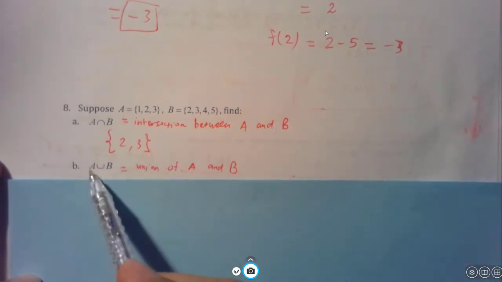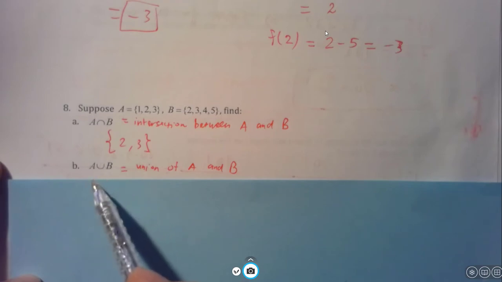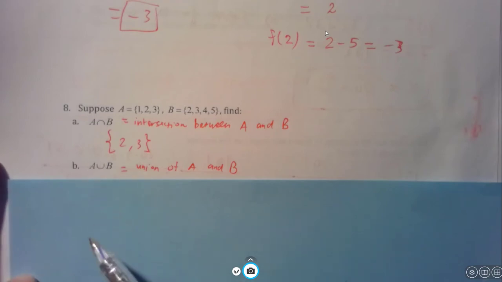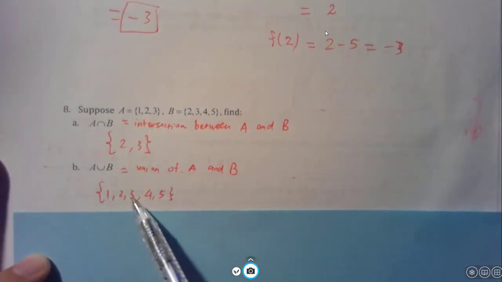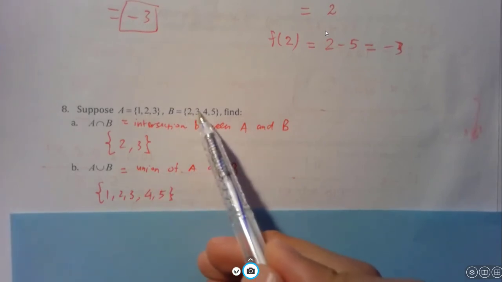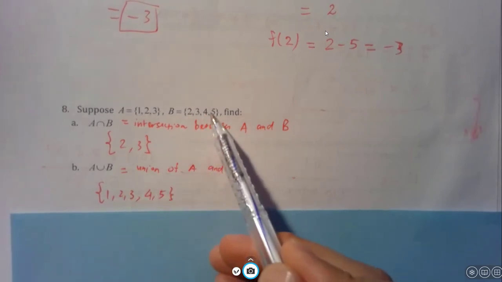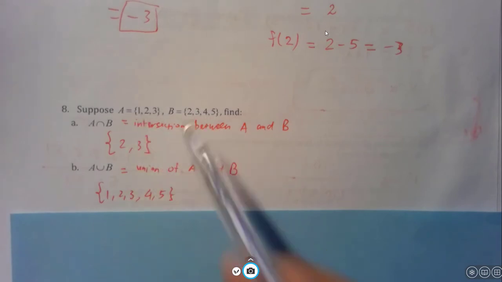This is the union between A and B. That means this should contain all the numbers inside sets A and B. So we know that 1, 2, 3, because we take all the numbers. Now we already have 2, 3, so I don't have to repeat it. But 4, 5, they're not here, so I put them here. That means the union, everything here should be in set A or B.